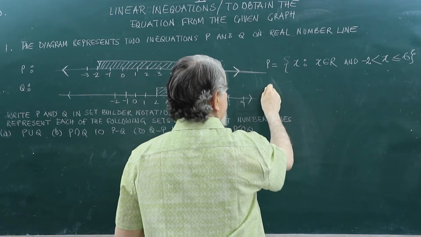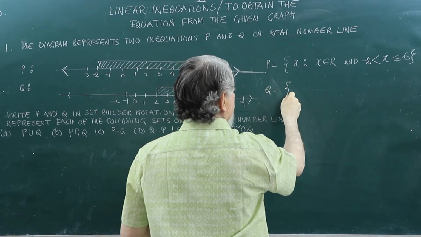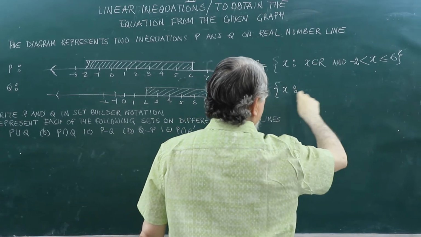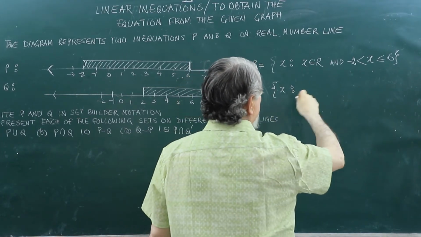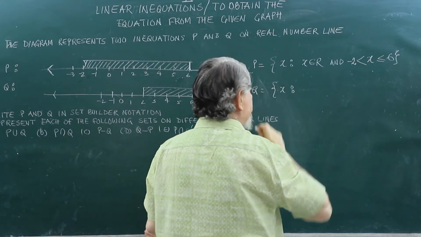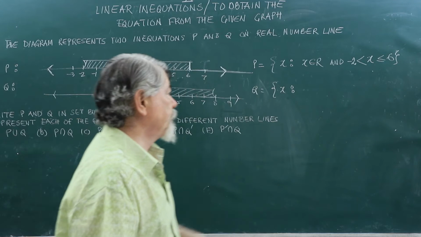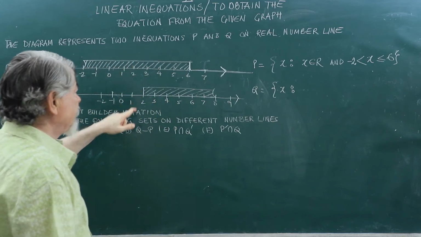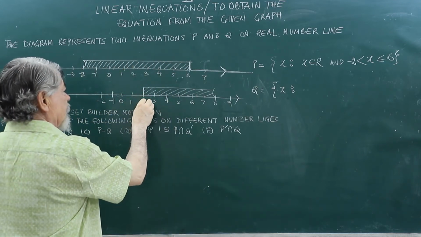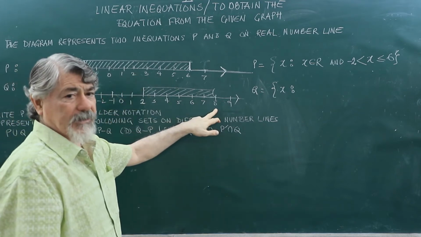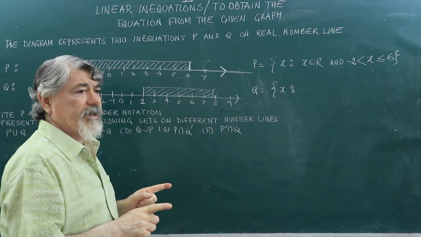This is P. Let me check the set Q. Again x belongs to R. You can write R at the end also, there is no problem. x such that. This time I will write these values first and show it to you. Now x here, if you notice on the number line, starts from 2 and finishes at 8. That means all the numbers between 2 and 8.